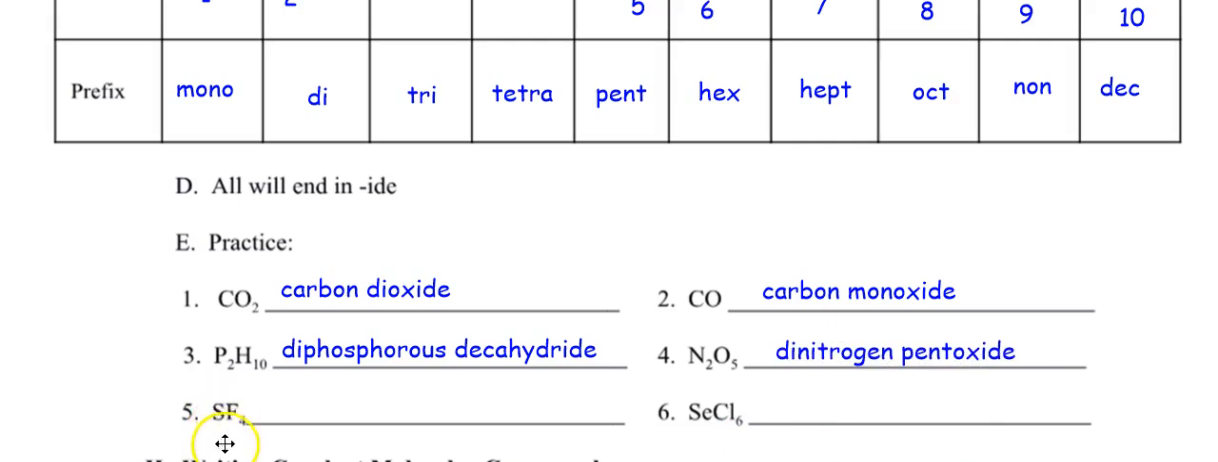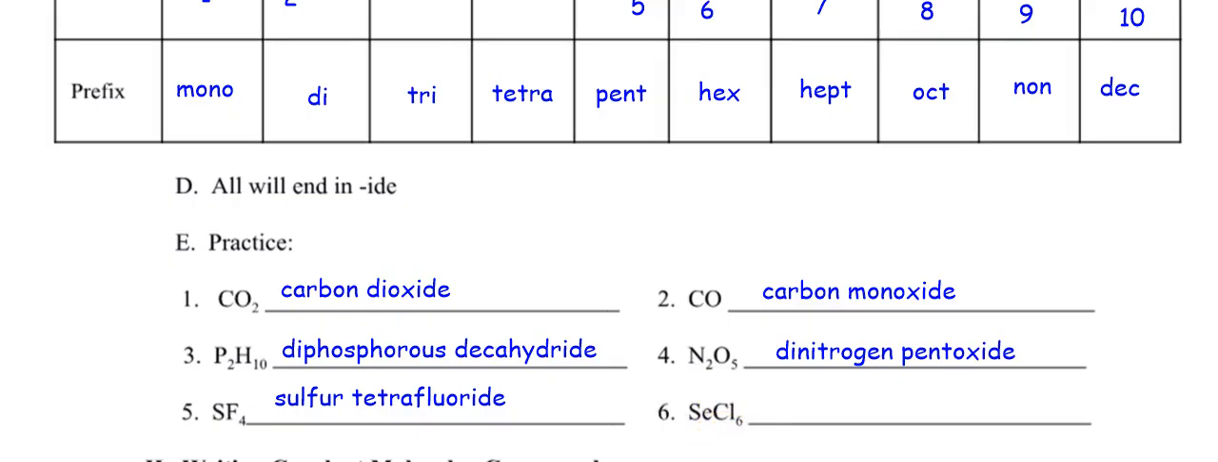What's the next one? Hey, do you see a subscript? I don't. So what does that mean? It's just plain old sulfur. Sulfur what? 4, tetrafluoride. Hey, how do you spell fluoride? F-L-U-O-R-I-D-E. Remember that?